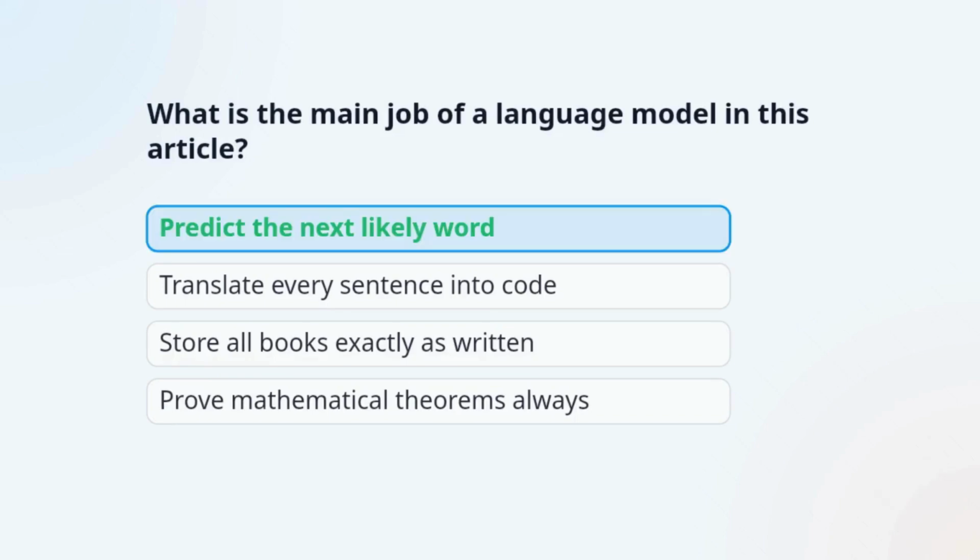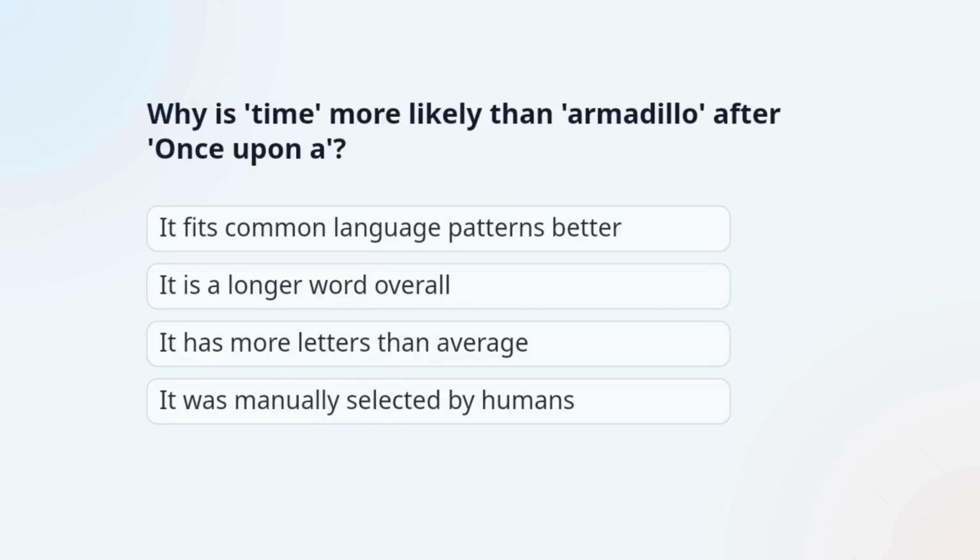The correct answer is, predict the next likely word. The article frames language modeling as guessing an output word based on the input words that came before it. Question 2. Why is time more likely than armadillo after once upon a?